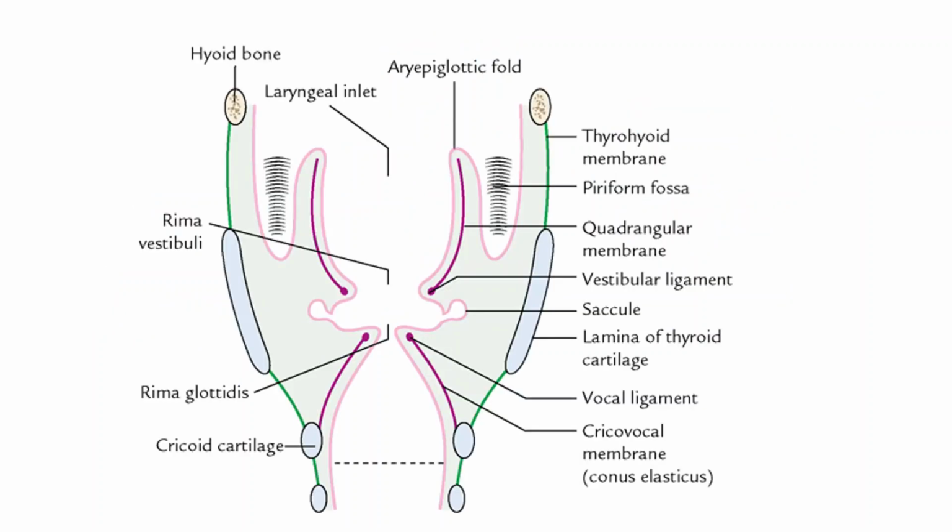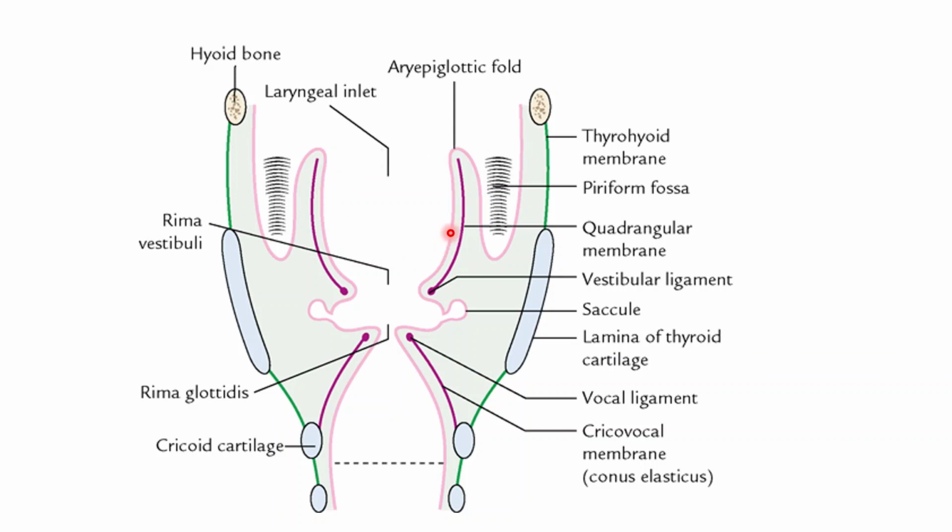In this picture, the diagrammatic view, we can make out the cavity of the larynx. As I have just mentioned, this cavity extends from the laryngeal inlet till the lower border of the cricoid cartilage. Now this entire cavity of the larynx is divided into three parts: the upper part, the intermediate part over here, and the lower part seen here.